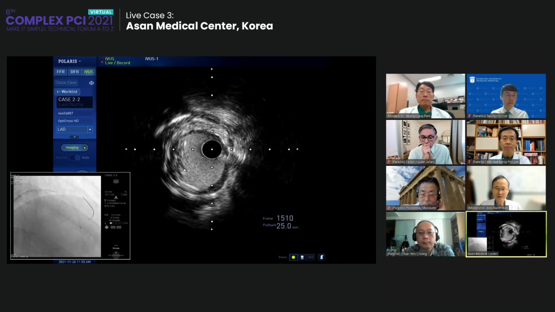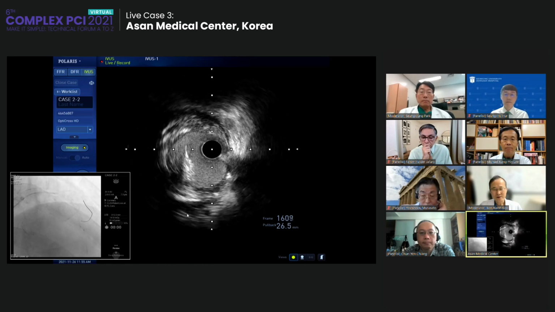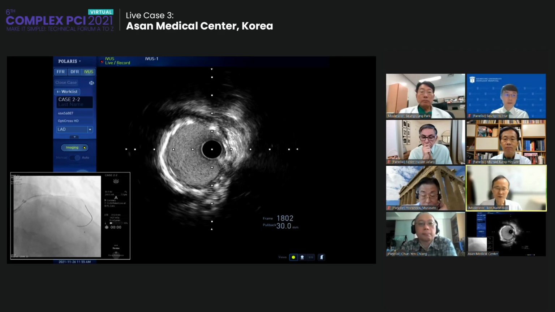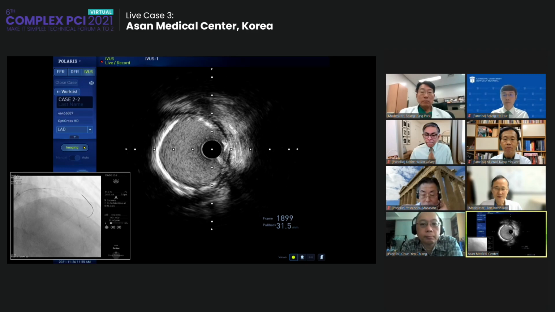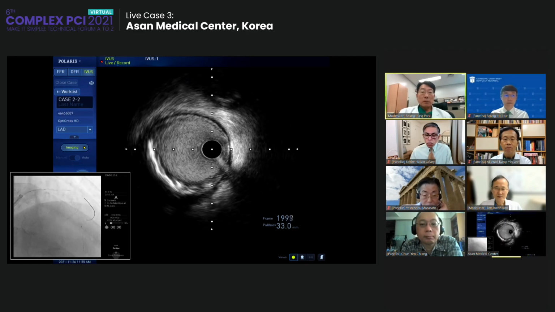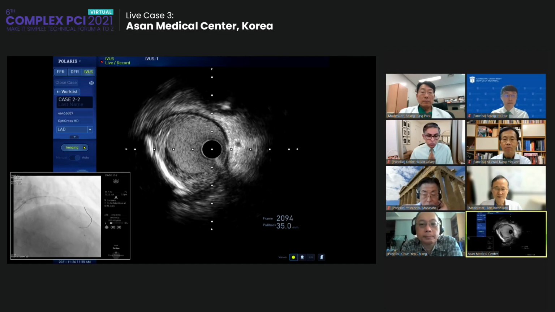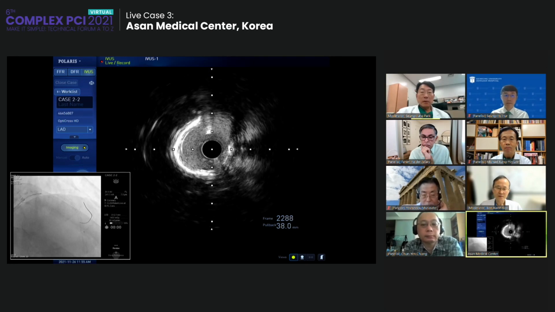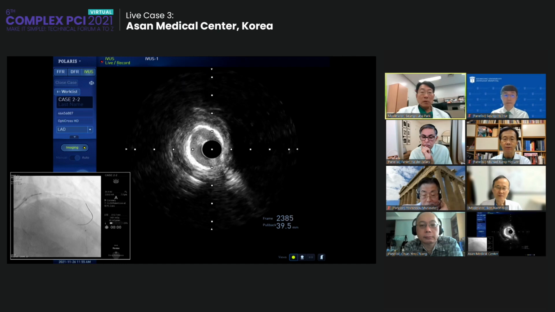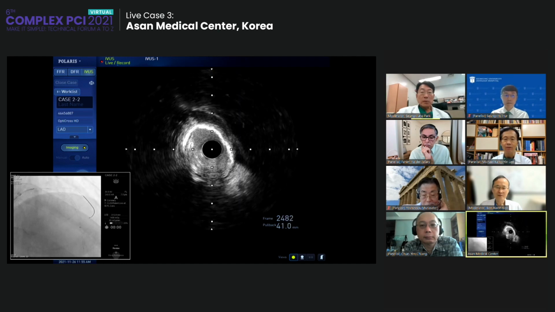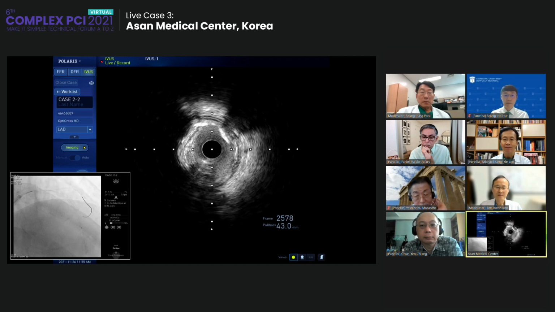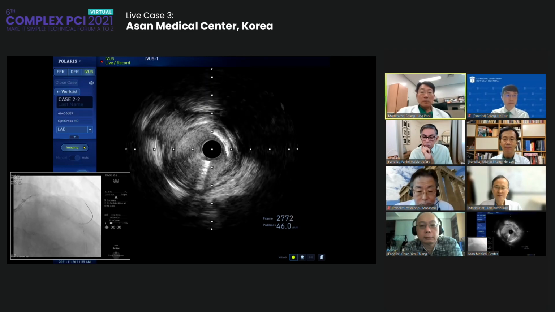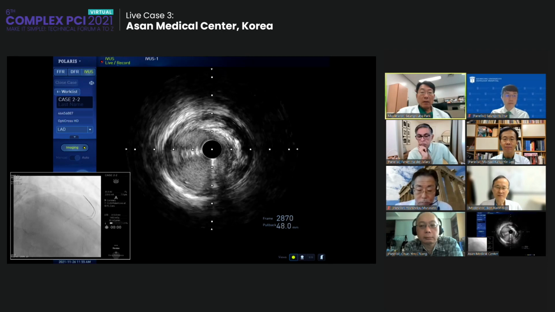Oh, what's this? It looks like thrombus. Some rupture, or edge dissection or something. No, here is the inside of the stent. Here is the outside of the stent. The diagonal is coming from 1 o'clock. Oh, encircling calcium. Very tight calcification, almost 360 degrees. It's almost encircling.